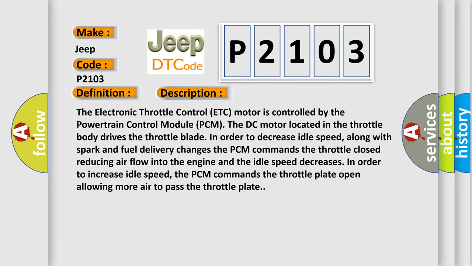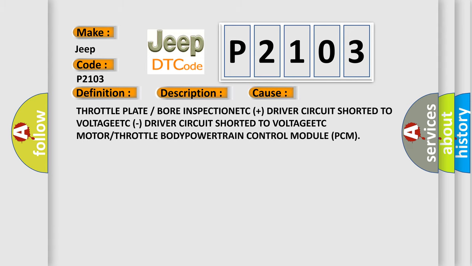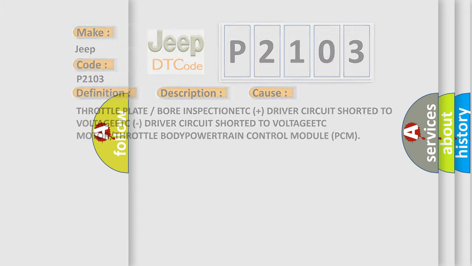This diagnostic error occurs most often in these cases: throttle plate or bore inspection, ETC plus driver circuit shorted to voltage, ETC driver circuit shorted to voltage, ETC motor, or throttle body, powertrain control module PCM.